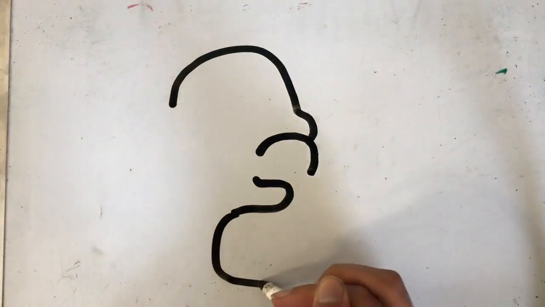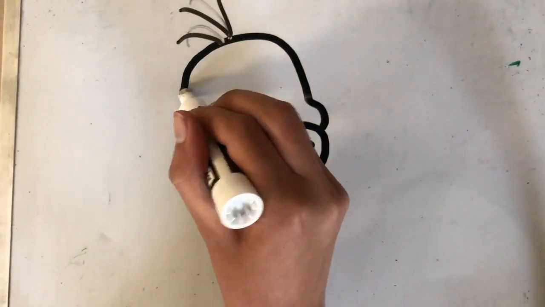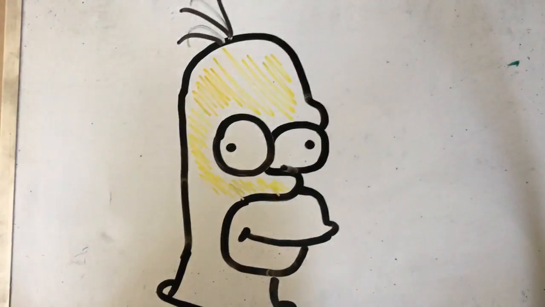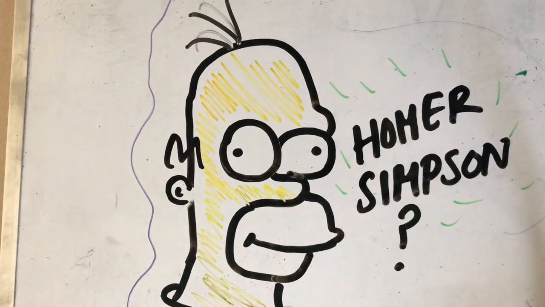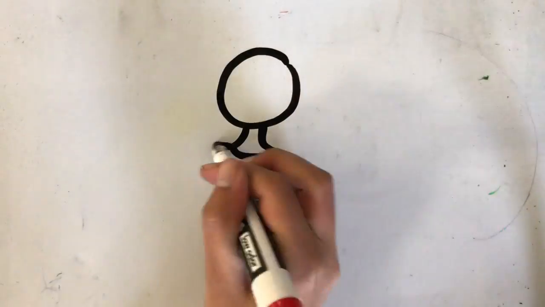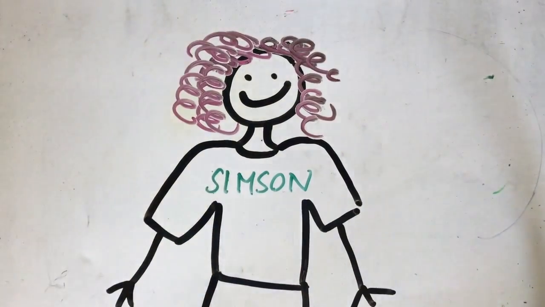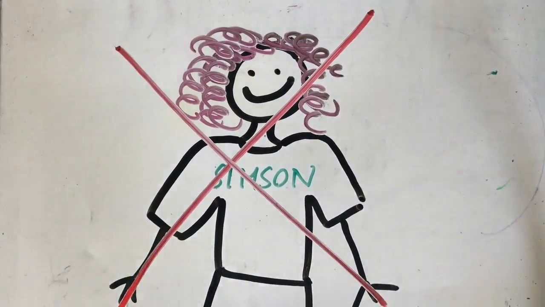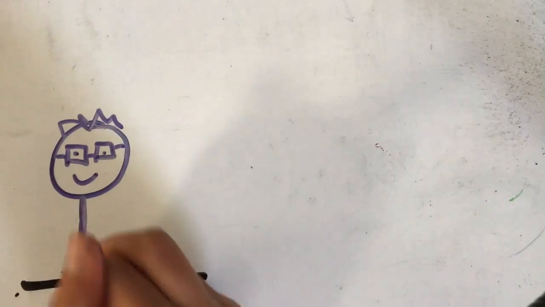Wait, Simpson like Homer Simpson? No. Simpson like your neighbor, Mr. Simpson? No, not him either. This is Edward H. Simpson, a British statistician who first described this phenomenon in 1951.